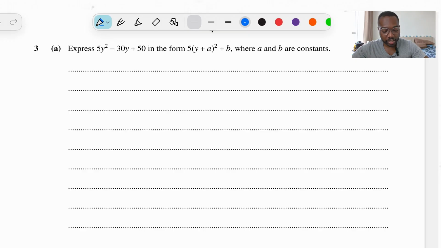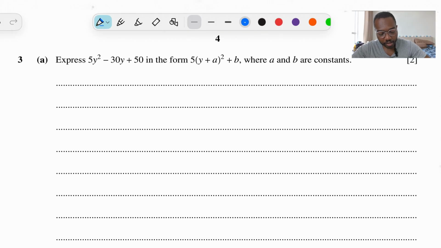Question 3, we need to express 5y squared minus 30y plus 50 in the form of 5 times y plus a squared plus b, where a and b are constants. So for this one, first thing we can do is take out a factor of 5, so we get a 5, then in brackets we get y squared minus 6y plus 10, okay?